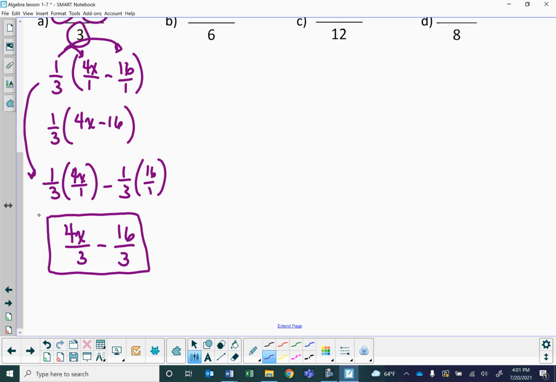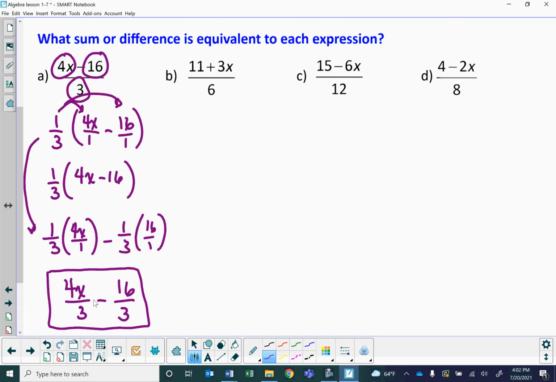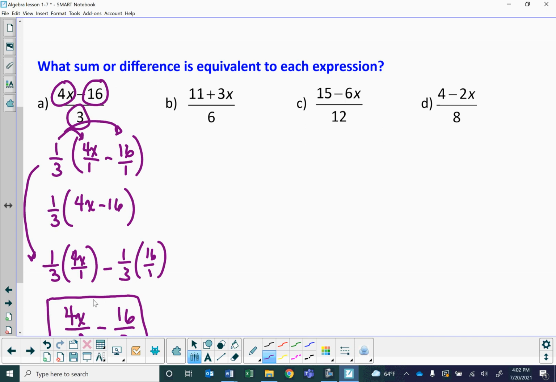All right. So, and by the way, you can write 4x over 3 is the same thing as saying 4/3 x. 4/3 x is the same as saying 4x over 3. Those mean exactly the same thing. Okay, so if we have 11 plus 3x all over 6, so if I was going to do that, that means I'm going to have 1/6 times 11. I should do that right. 11 minus 3x, or plus 3x, excuse me.